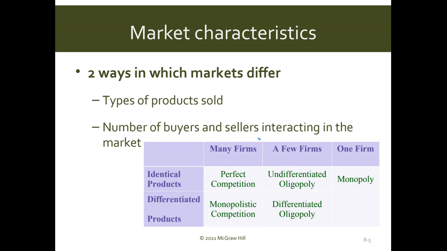If this is the case, then this market is called a monopolistically competitive market, or in short, monopolistic competition. Don't get confused with monopoly. Monopoly is a different market structure. This is monopolistic competition. So the difference between perfect competition and monopolistic competition is just one. That is, in perfect competition, products are identical. In monopolistic competition, products are differentiated, or similar but not identical. Okay. So these are the two market structures.